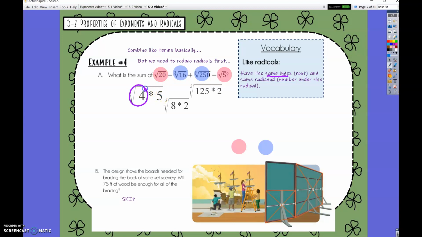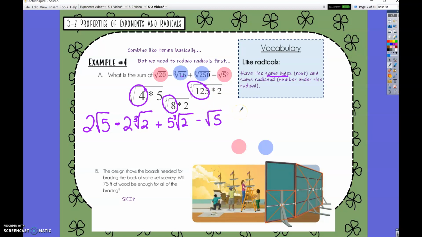Hey, we know the square root of 4 is 2. So that first term could be rewritten as 2 square roots of 5, because the square root of 4 is 2 and the 5 is left. Minus, I know that 8 times 2 is 16, but the third root of 8 is 2, because 2 times 2 times 2 makes 8, and I leave my third root of 2. 250 is 125 times 2, and I happen to know the third root of 125 is 5. Leave my third root of 2, and then I have minus root 5.